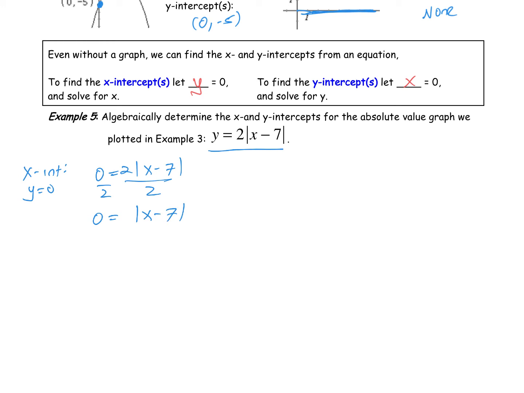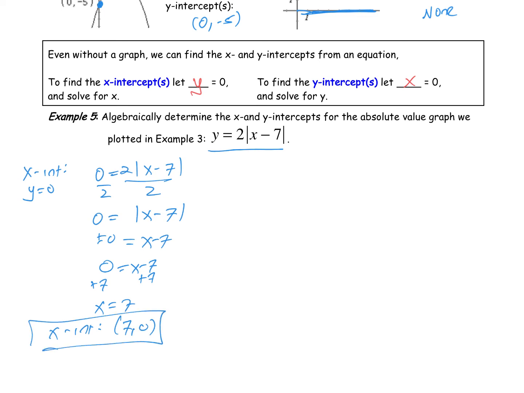To remove the absolute value, technically we would write x minus 7 equals plus or minus 0. But plus or minus 0 doesn't really have that much meaning, so we're really just going to do 0. So x minus 7 is equal to 0. Adding 7 to both sides of the equation will tell us that x equals 7. So the x-intercept as an ordered pair is the point 7, 0.